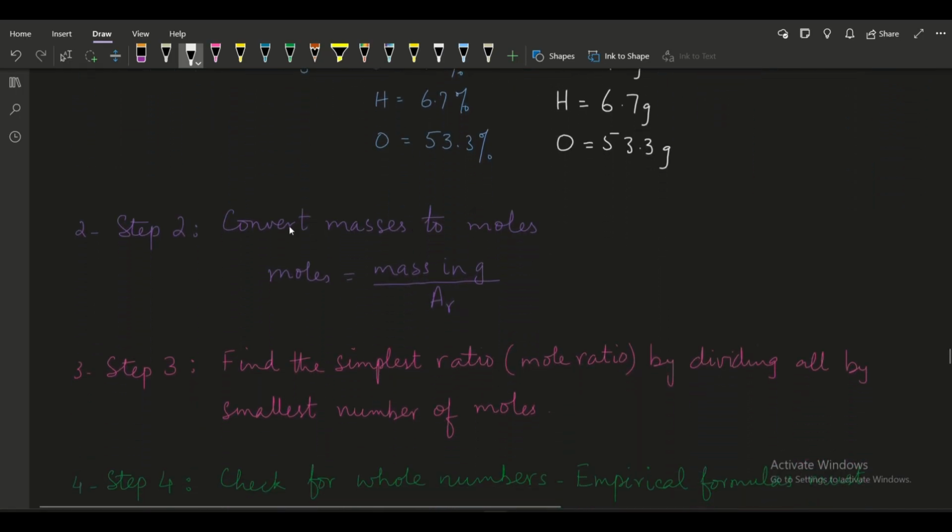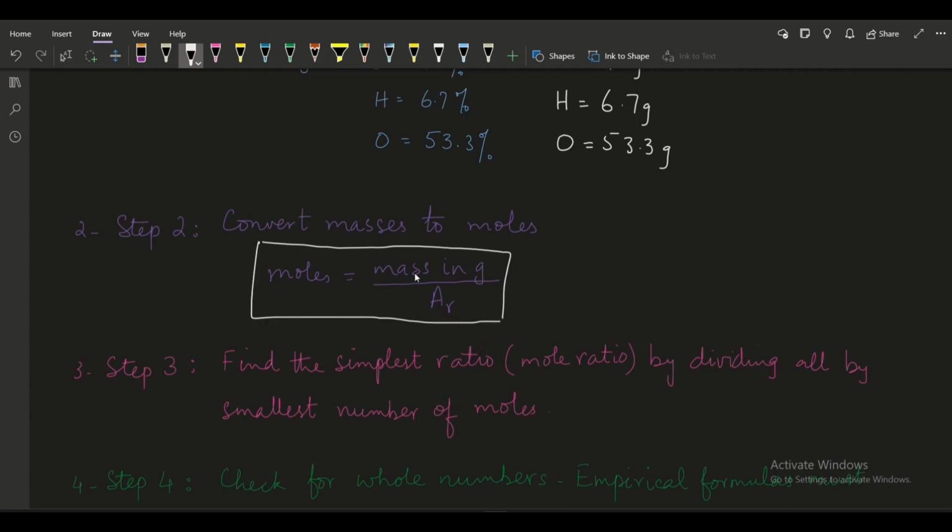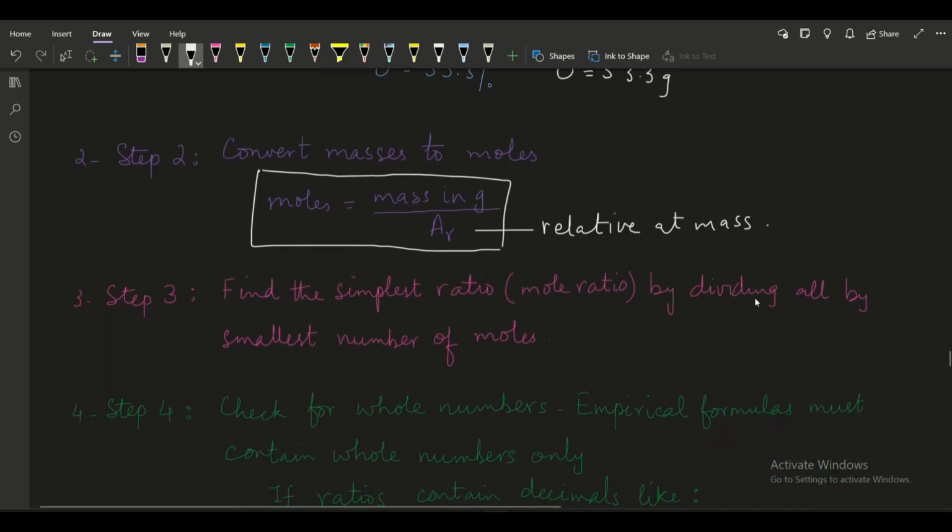In the next step, what do you do? You convert masses to moles by using the formula for moles. How do you find moles? Mole is equal to mass in gram over AR. AR is the relative atomic mass that you can find from the periodic table.